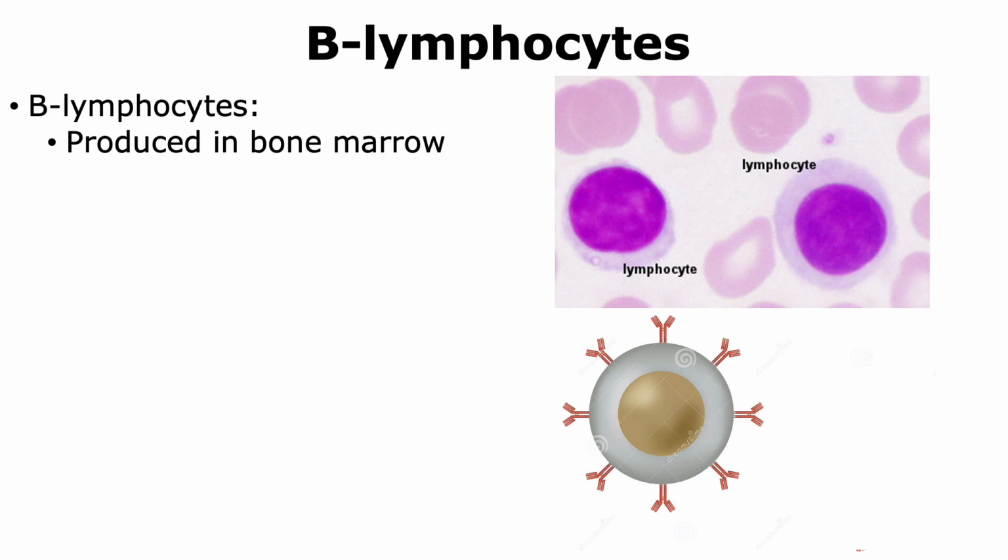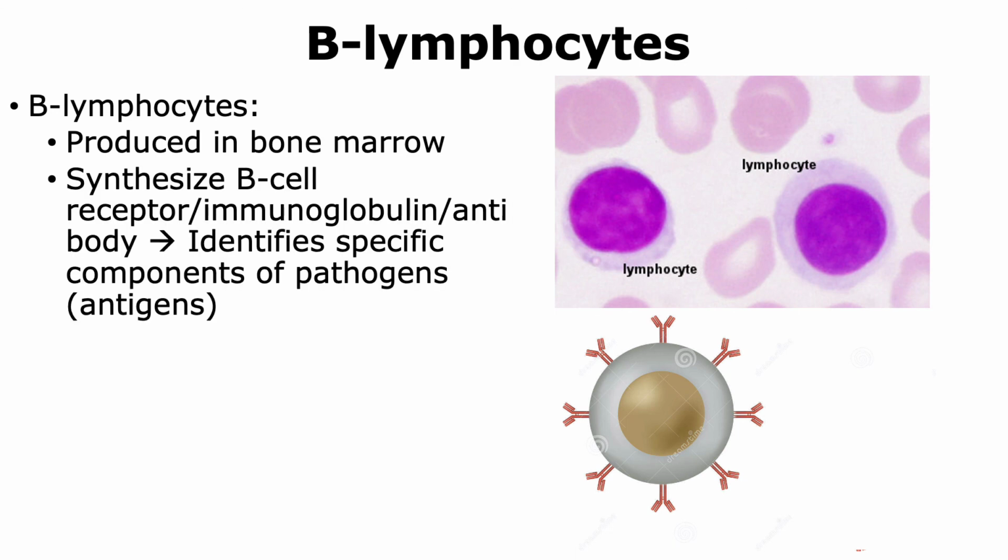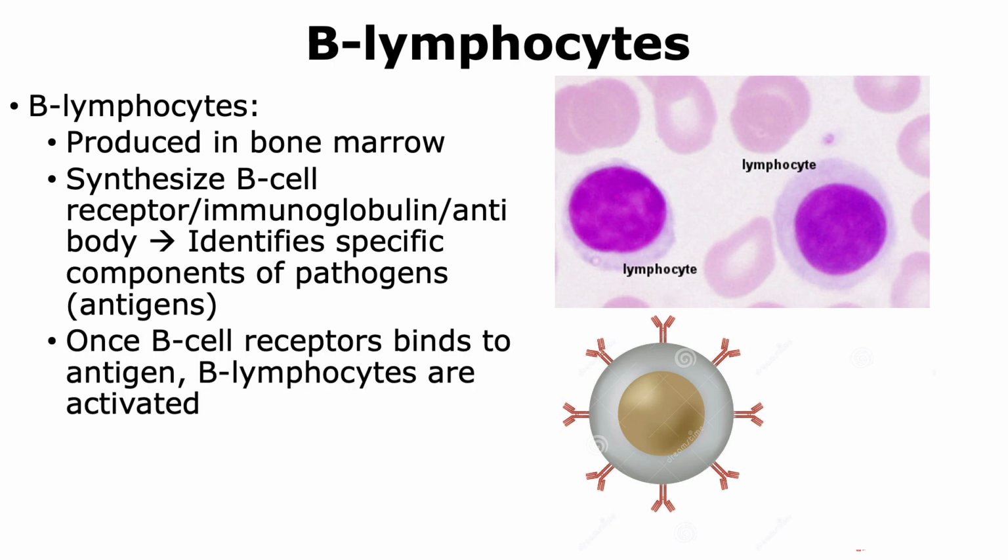The next type of lymphocyte are the B lymphocytes. B lymphocytes are produced and they mature in the bone marrow. They synthesize a cell surface receptor called a B cell receptor. The B cell receptor is also called an immunoglobulin or an antibody, and it is able to bind to specific components of a pathogen, which are basically the antigens. Once the B cell receptors bind to the antigen, the B lymphocytes get activated.